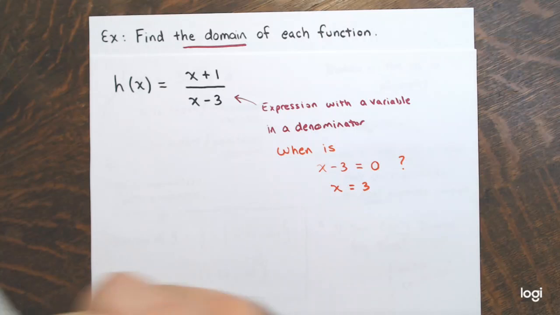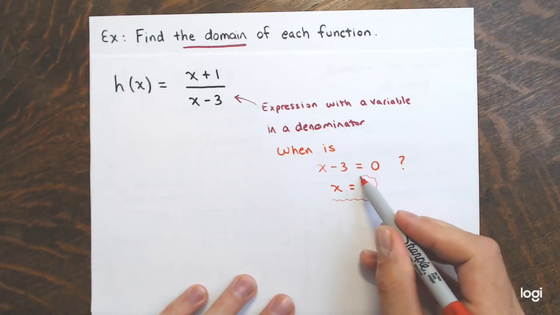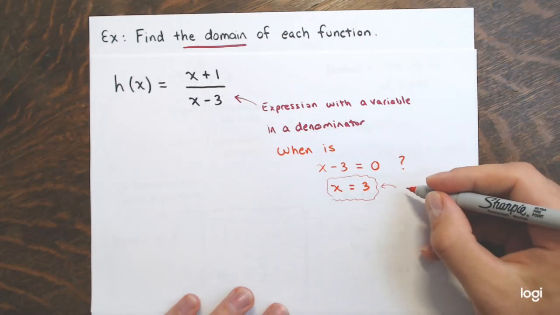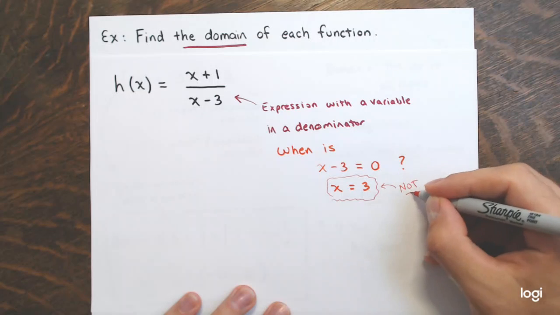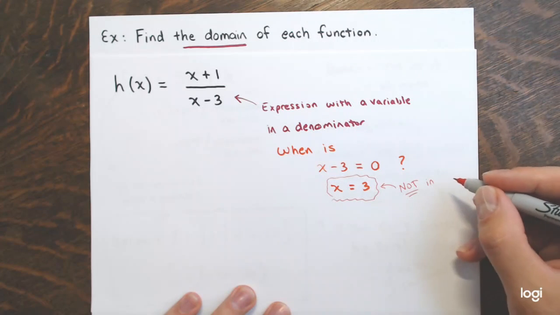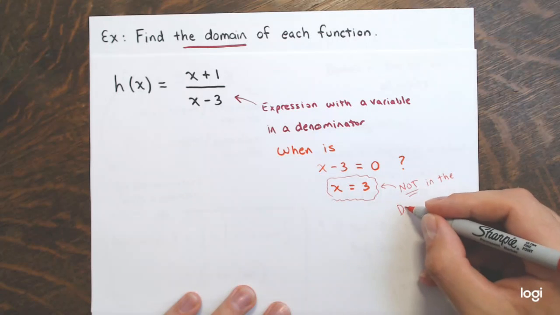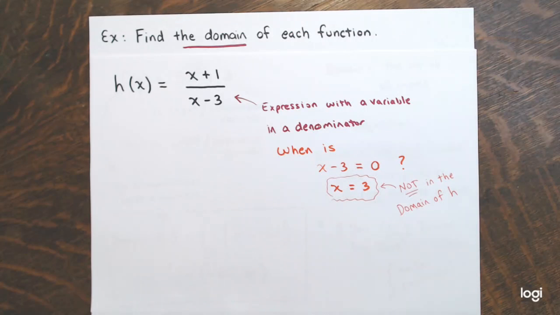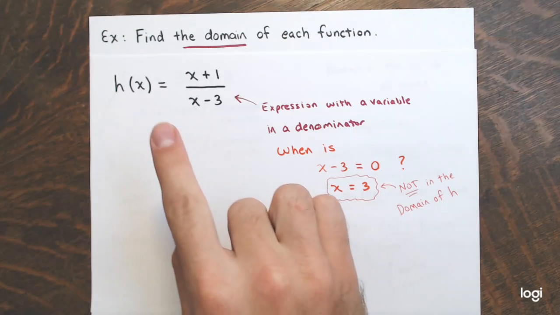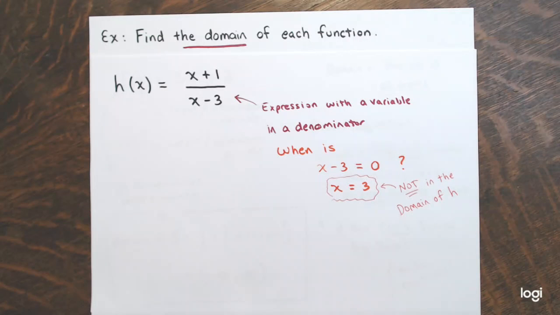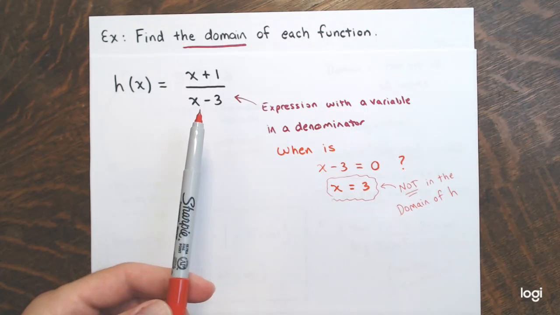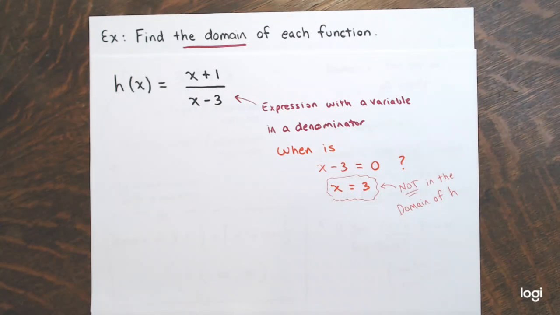So this value here, this isn't the answer. I'm just bubbling it so I can point it out. This value here, 3, is not in the domain of this function. Not in the domain of h, function h. Because if I use this value, if I make that my input, my argument, replace x with 3, I would not have a real output. I'd have 4 divided by 0, and that is undefined. That is not a real value.